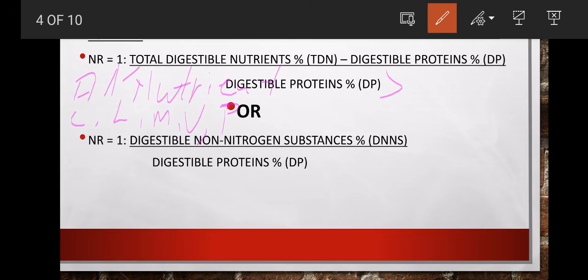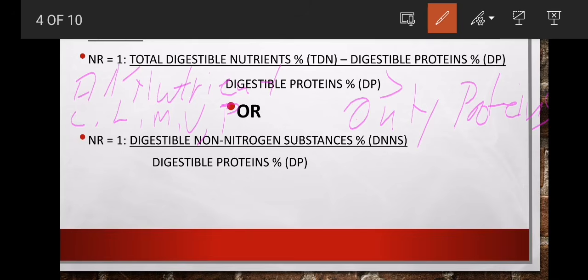Then now we are on what? On DP. On DP, we only focus on proteins. So here we look at proteins only. That's why we just say digestible proteins.